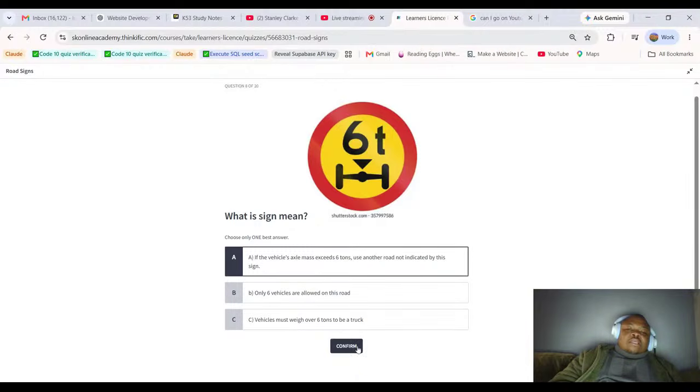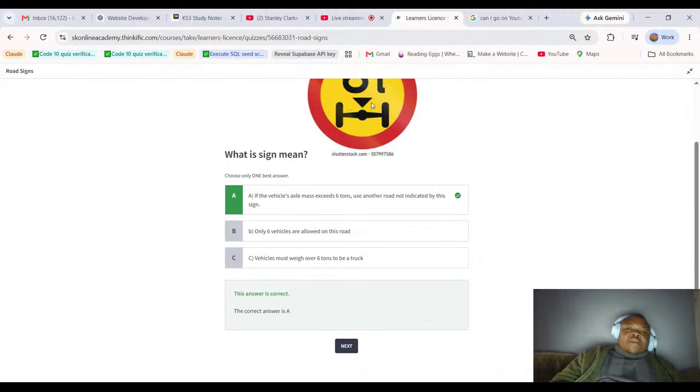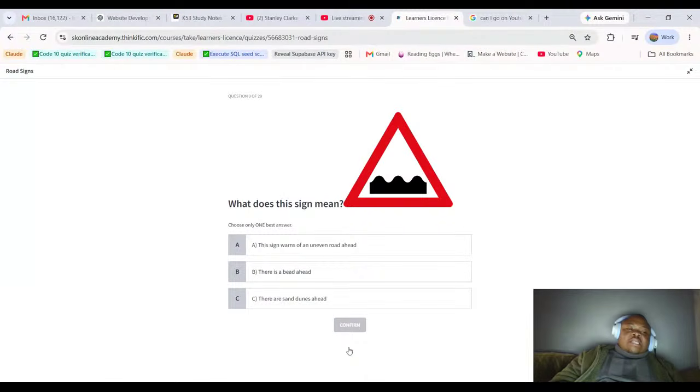Okay, A it is, guys. And you are absolutely right. Remember, this is a vehicle's axle, and that is a restrictive sign. What does this sign mean?